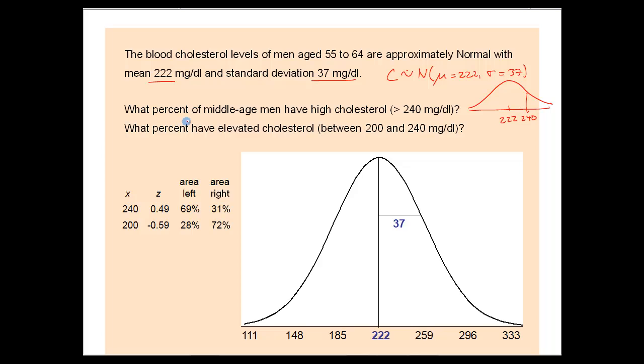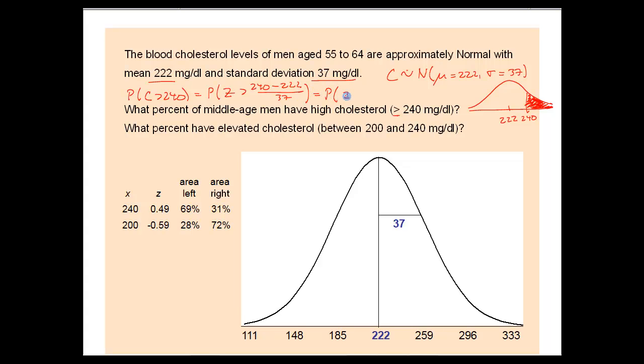Now it says, what percent of middle-aged men have high cholesterol? Greater than 240. Well, that's this shaded region right here. But I don't have a table that tells me about a distribution with a mean of 222 and a standard deviation of 37, so I have to standardize these scores. So the way this works is we would talk about the probability that cholesterol was greater than 240. I would standardize the mean. So when I standardize, my variable becomes a z, and I take 240 minus 222 divided by 37.